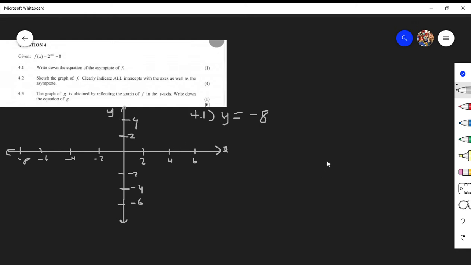So now in order to sketch this, we need first our asymptote, which we have as y is equal to negative 8. So we're actually going to need to extend our graph a bit more.